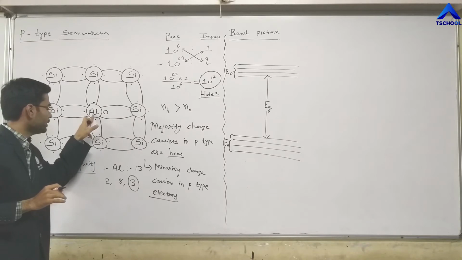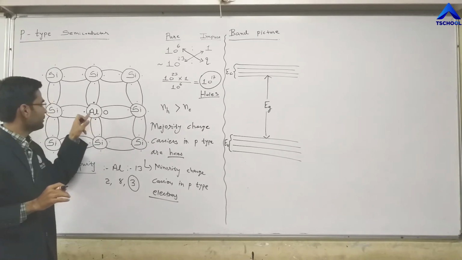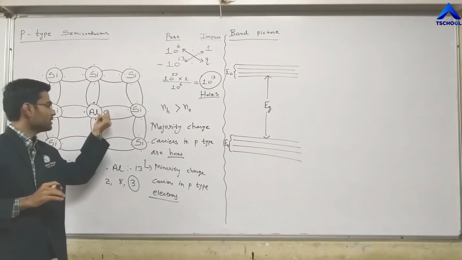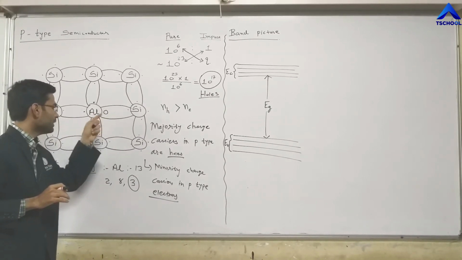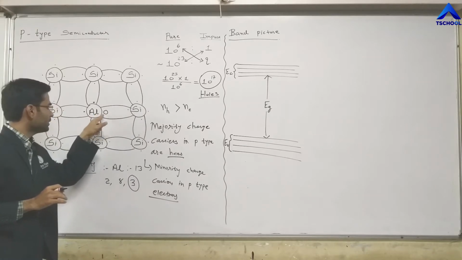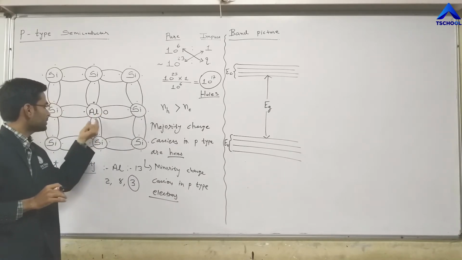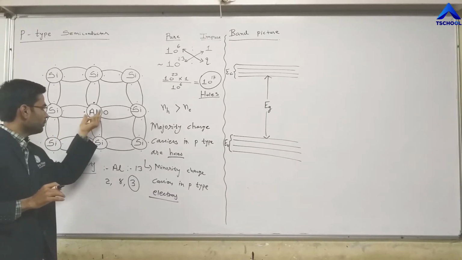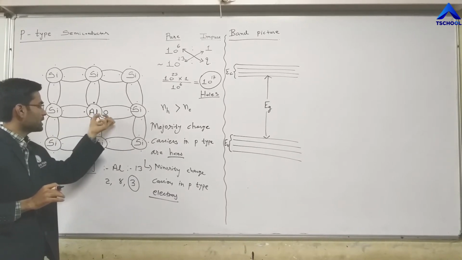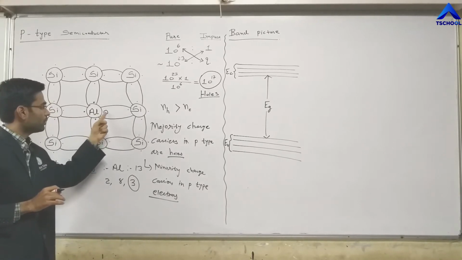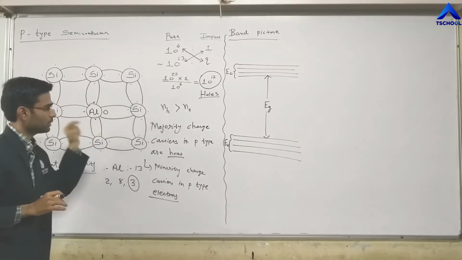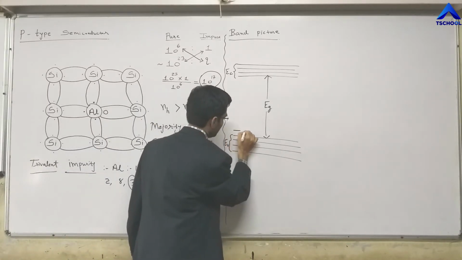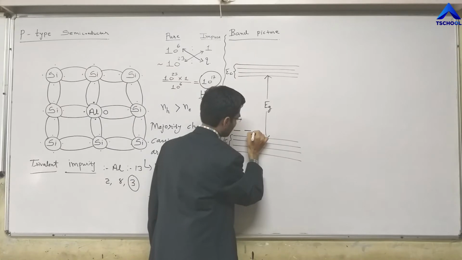The trivalent impurity can accept one electron, because of the deficiency of an electron, that is, a hole. It attracts the one electron which is free from the covalent bond. Means the aluminum impurity accepts one electron from the crystal. That level is near the valence band.